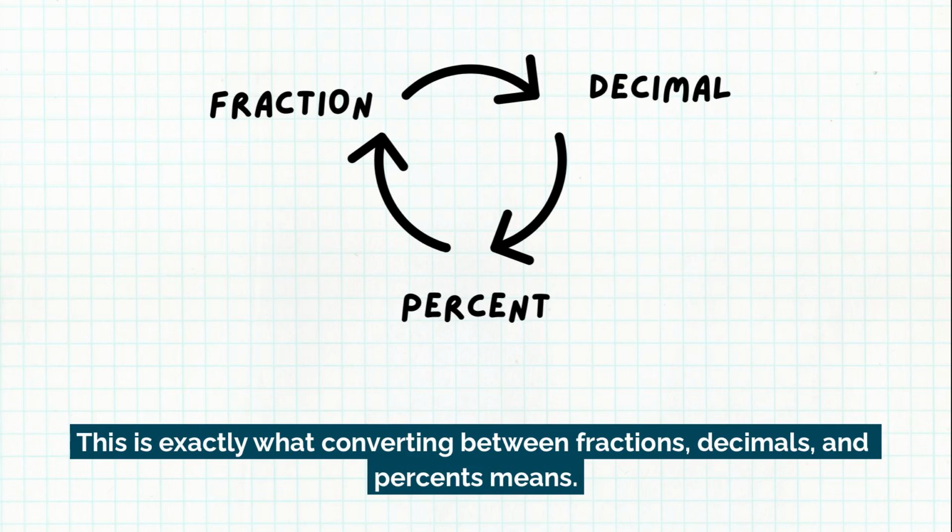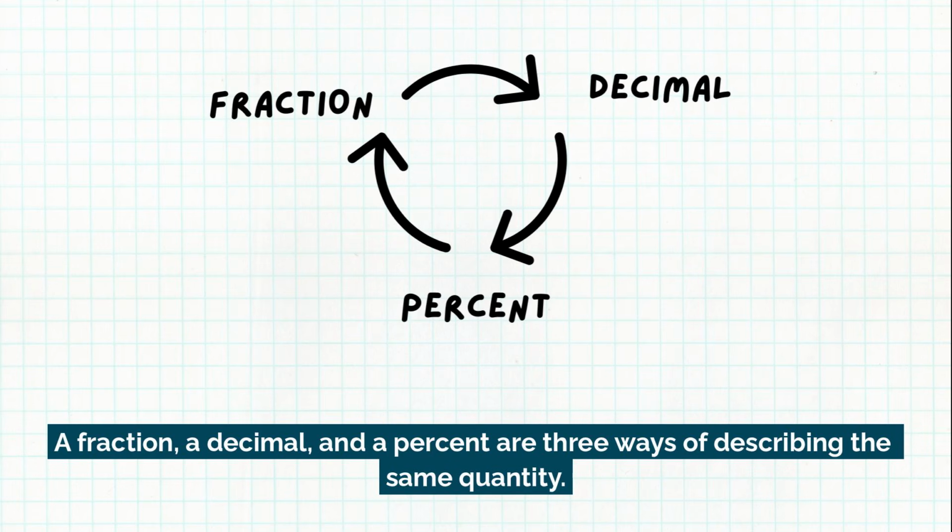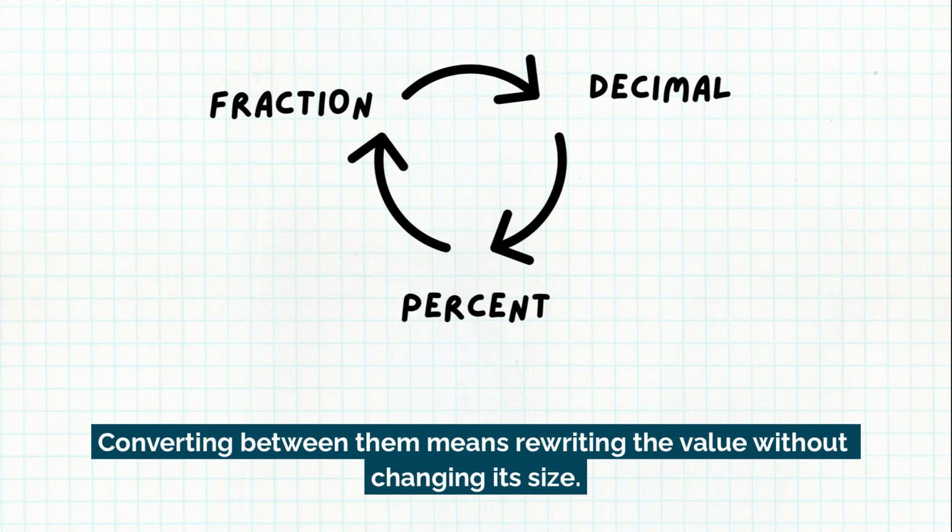This is exactly what converting between fractions, decimals, and percents means. A fraction, a decimal, and a percent are 3 ways of describing the same quantity. Converting between them means rewriting the value without changing its size.